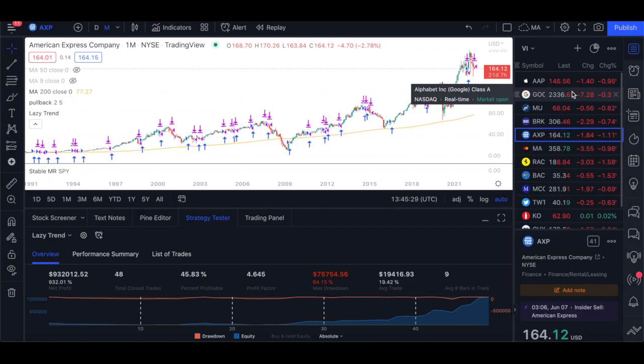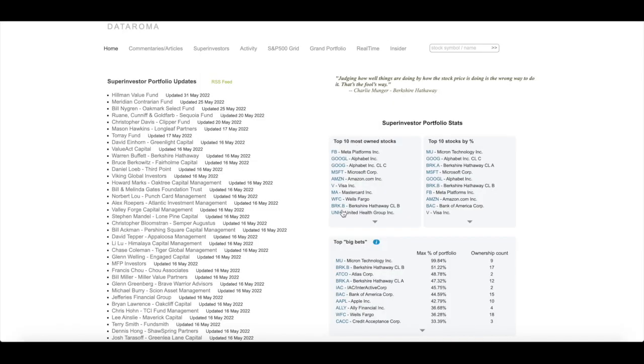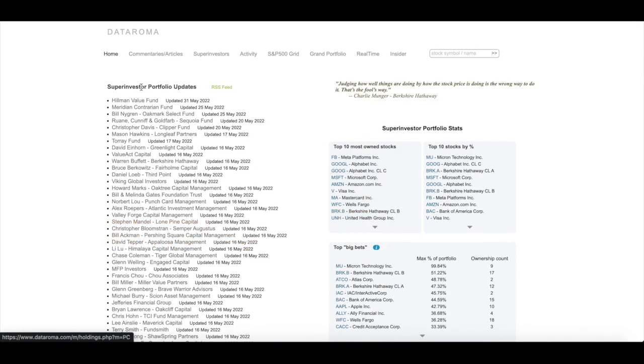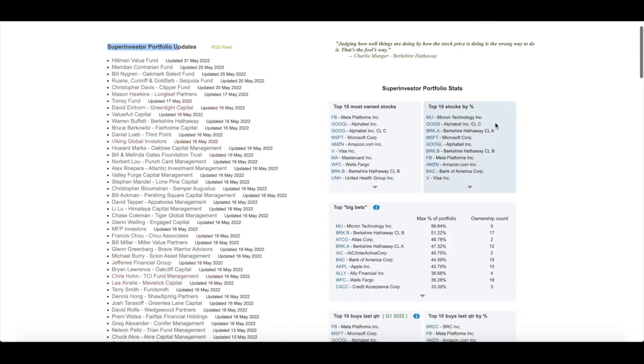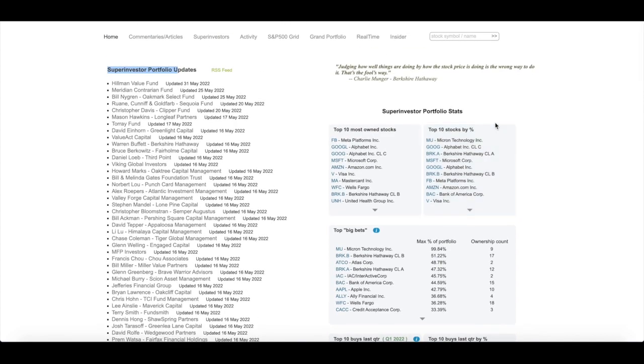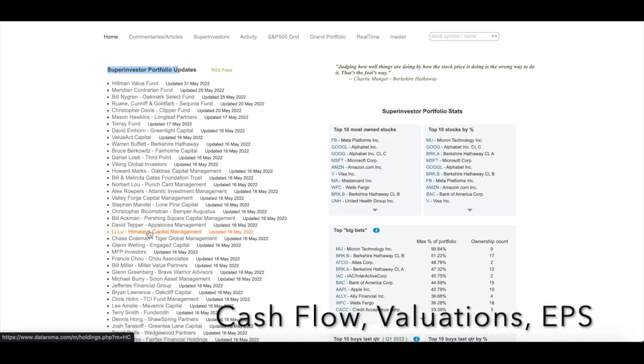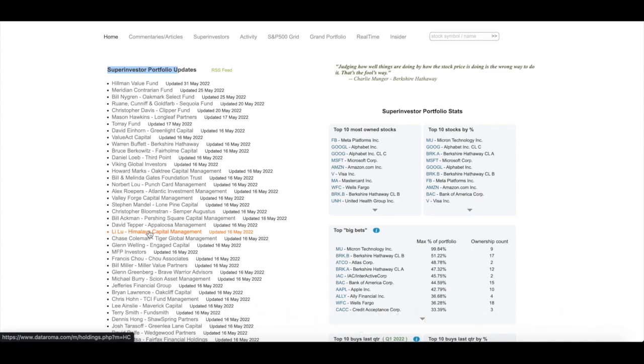One of the sites that I track to get these details of the investments of successful hedge fund managers is called Dataroma. On Dataroma, you'll basically get all the details, super investor portfolio. So many of the hedge fund managers, successful ones, you'll get the details. And you'll also get the details of the top 10 most owned stocks and top 10 stocks by percentage and all those other details. So I don't follow every single person. I only follow the hedge fund managers who spend a lot of time in finding the details of a company thoroughly, like going through their cash flow statement, their annual reports, the valuations, the earnings and things like that.